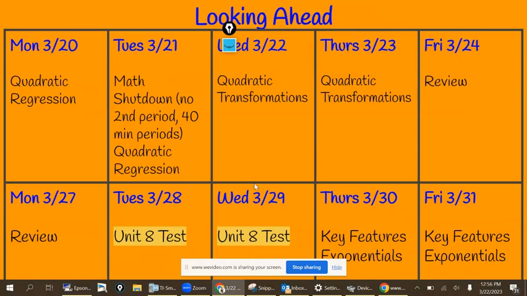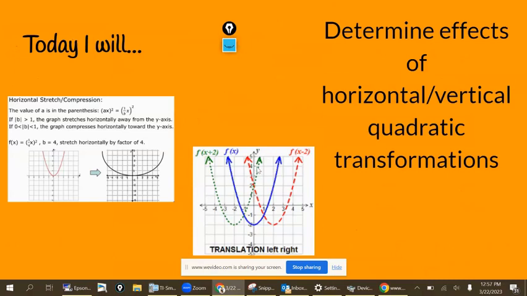This is just our outlook for the week. Today is Wednesday, obviously, so we're doing quadratic transformations today. We're going to review on Friday, and then you'll have a test on Tuesday. After that, we're going to go to key features of exponentials. We already talked about quadratic transformations in detail, but we're going to go over it again and show you what it looks like.